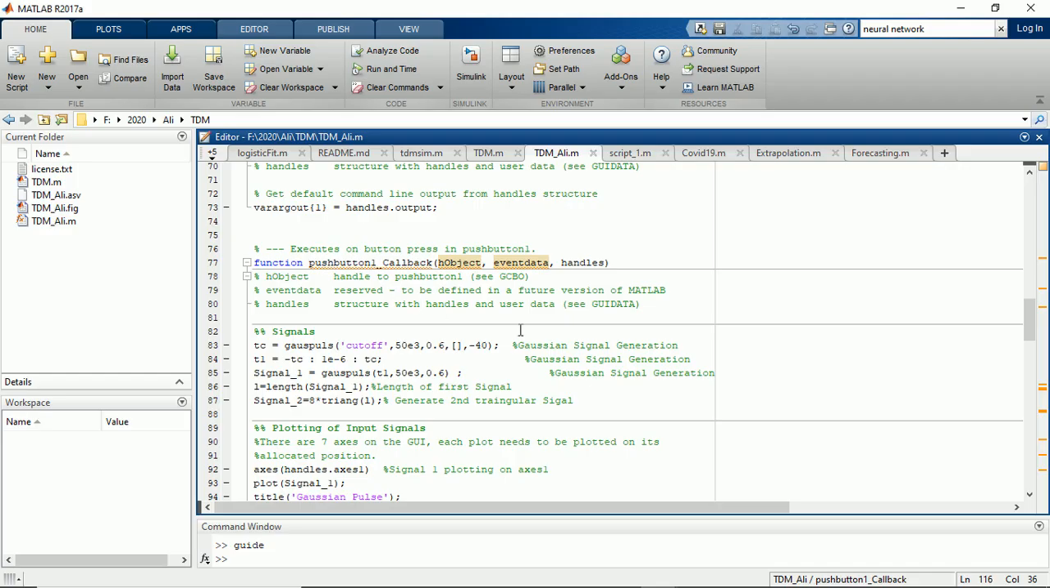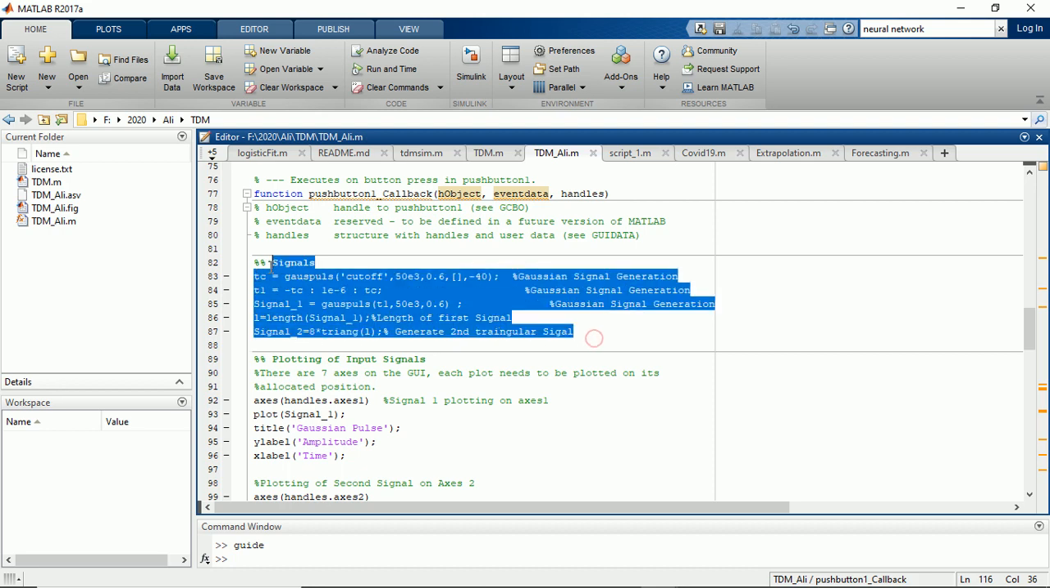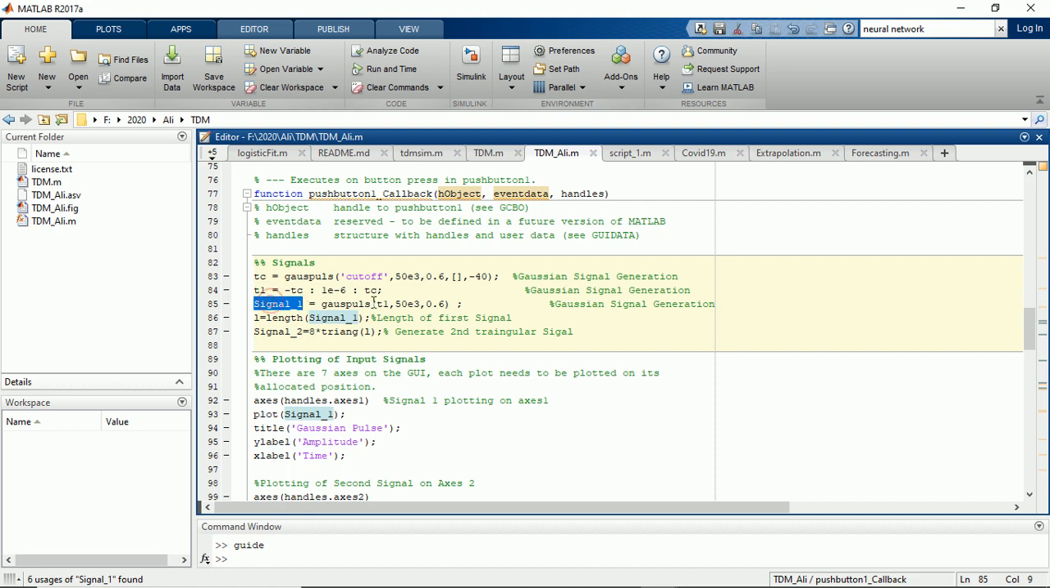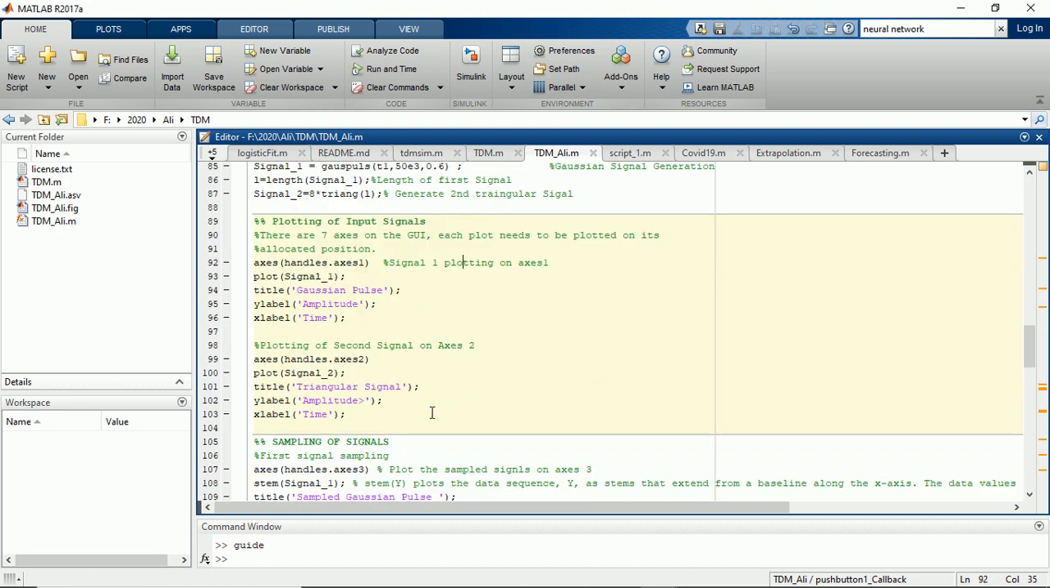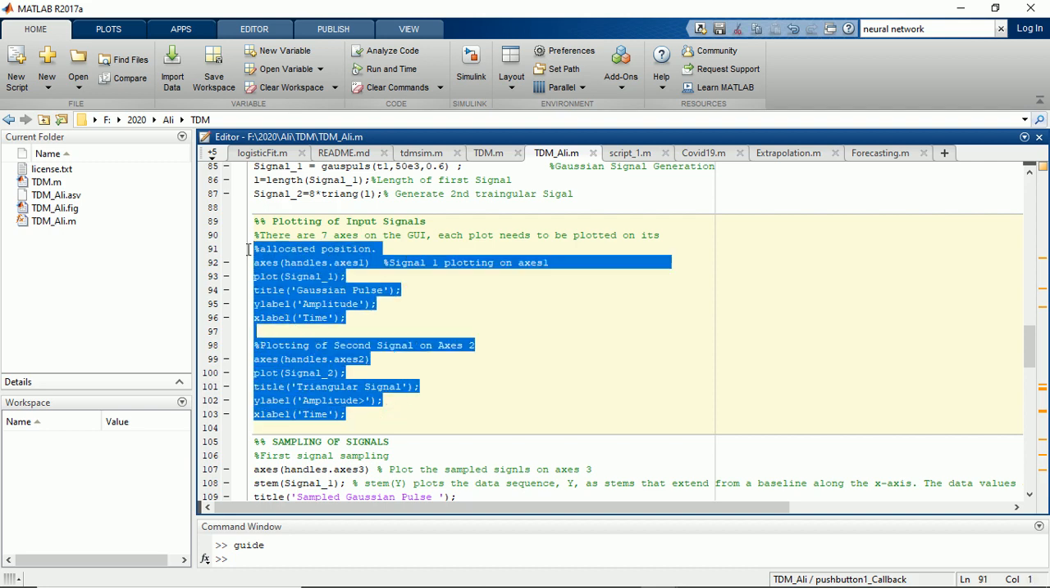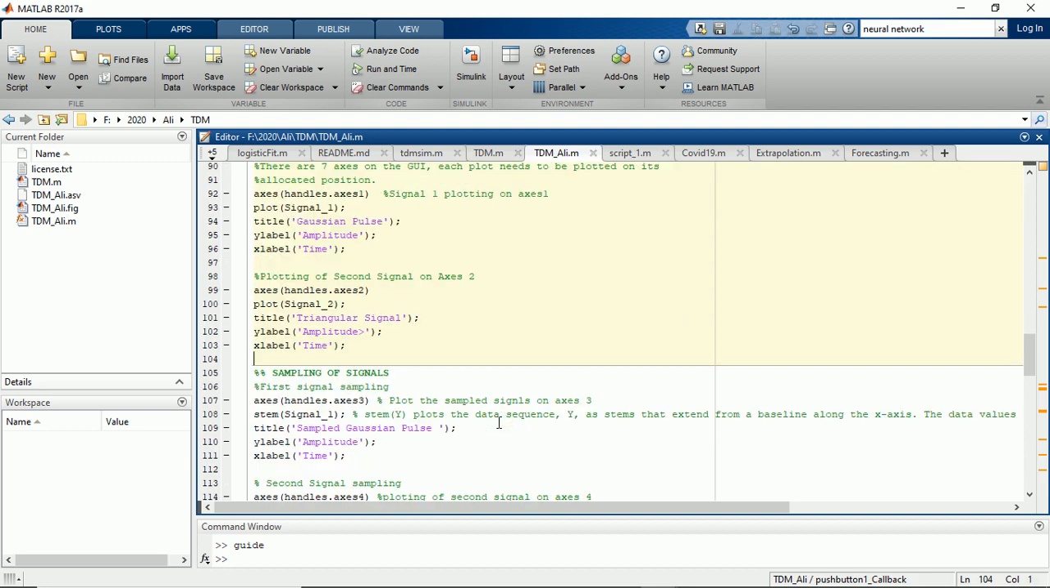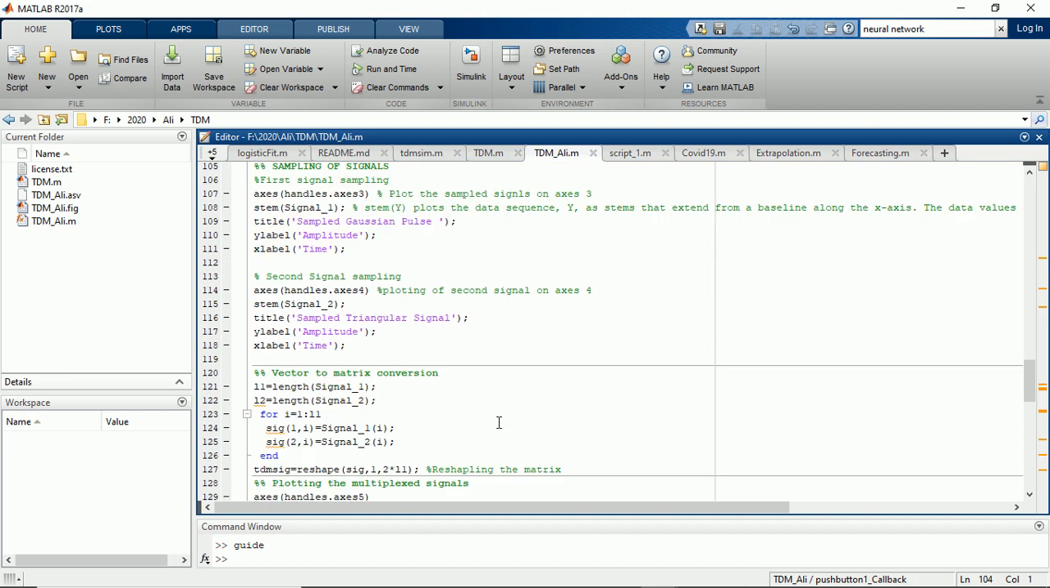Okay, let's see the script quickly. The first part is generation of the signals. We are generating two signals. Signal 1 is a Gaussian pulse, signal 2 is a triangular pulse. Now we are plotting those two signals with the help of this script over here. And now comes the part where we sample these signals with the help of the command stem.